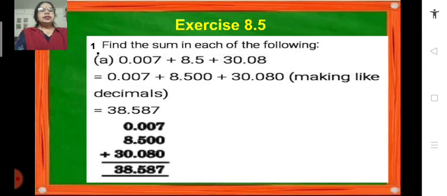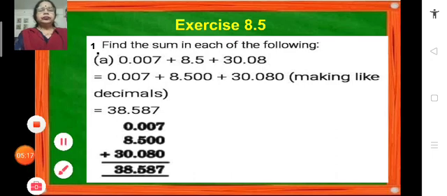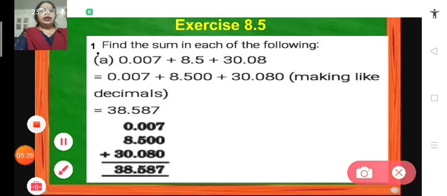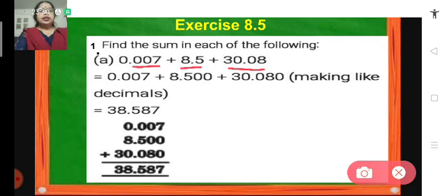Now let's proceed with the first question of exercise 8.5. Question 1. Find the sum in each of the following: A, 0.007 plus 8.5 plus 30.08. We can see that these are unlike decimals. First we have to make them like decimals by adding zeros wherever necessary. So what is the maximum number of decimal places we have? It is 3, isn't it?